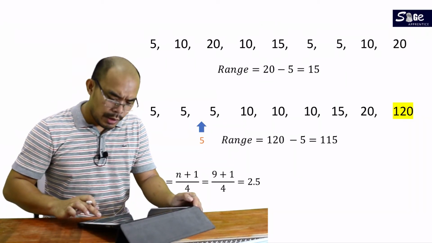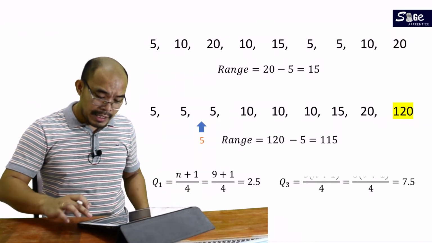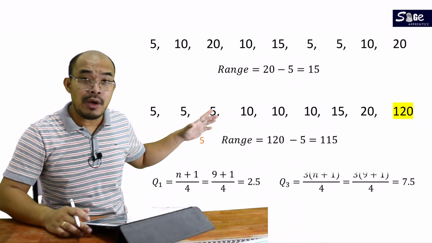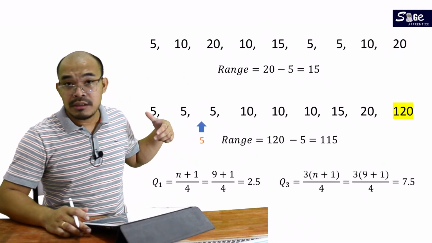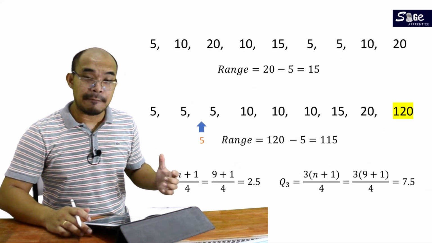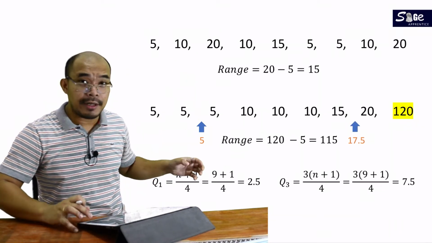Okay? So, for the third quartile, the formula is this one. So, 3 open close parenthesis n plus 1 divided by 4. Substitute mo lang, the value is equal to 7.5. Okay? So, of course, that is the position. So, saan ba yung 7.5 in our data set?